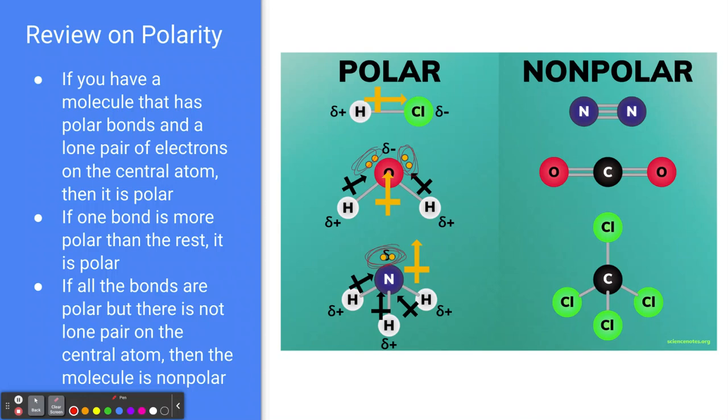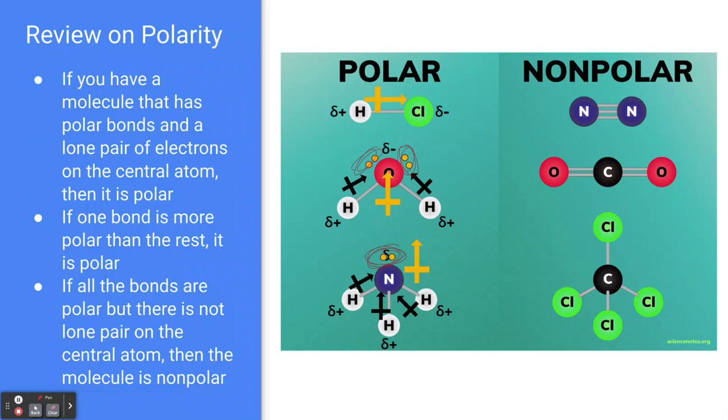And so if we take a look at water and ammonia, those lone pairs of electrons are what give us that polarity. If we have one bond and it's more polar than the rest, then it is polar. So if we take a look at the top example, we've got that one bond. Chlorine is far more electronegative than hydrogen, and so the chlorine is going to want to pull those electrons, making it polar.